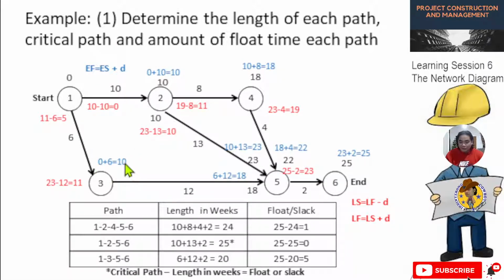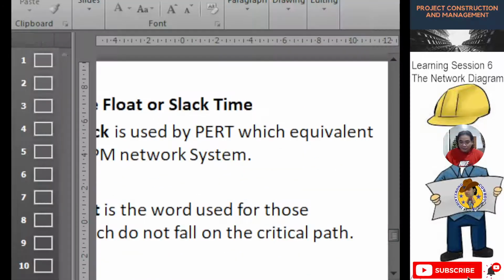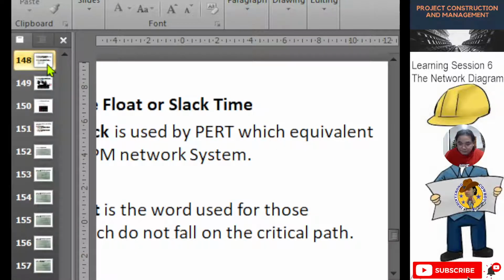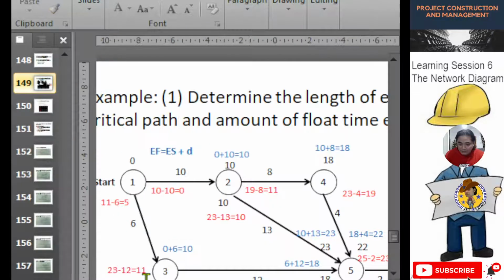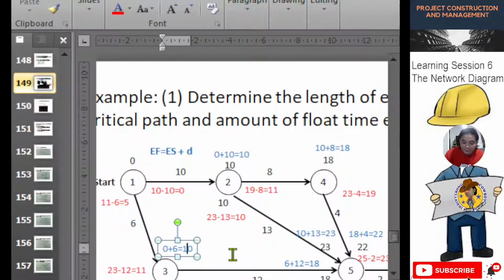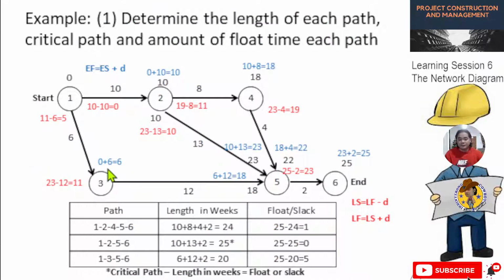Okay, so let's try to edit this one. This is 6. So 0 plus 6, 6. This will become the early start for this activity. Then the early finish for this activity will be 6 plus 12. This is the duration, this is the early start. So the early finish now will be 18 days.